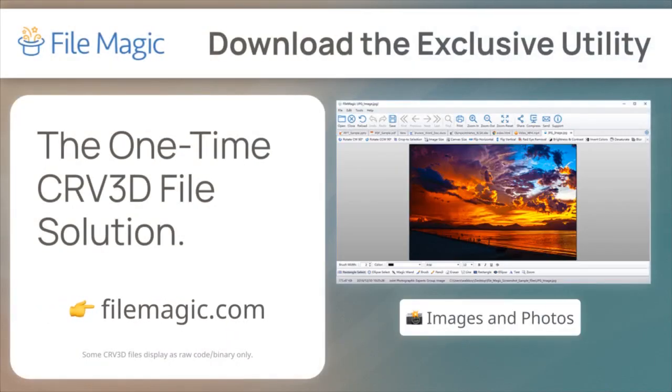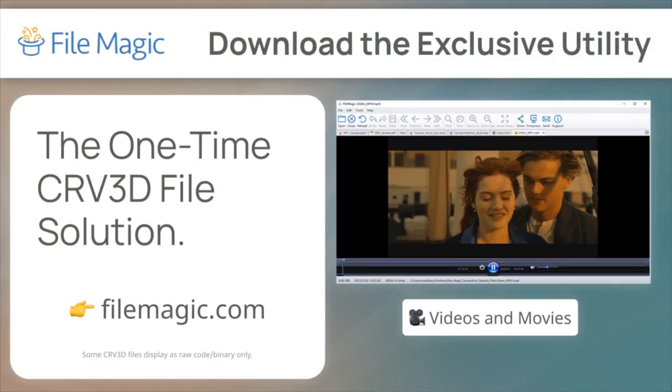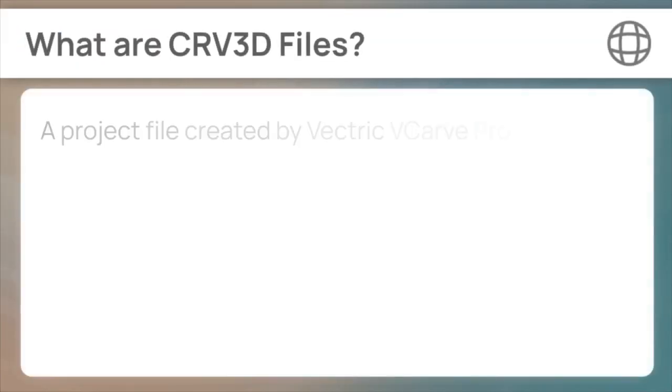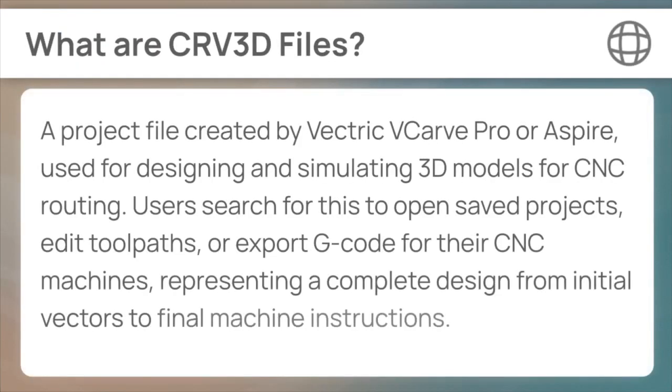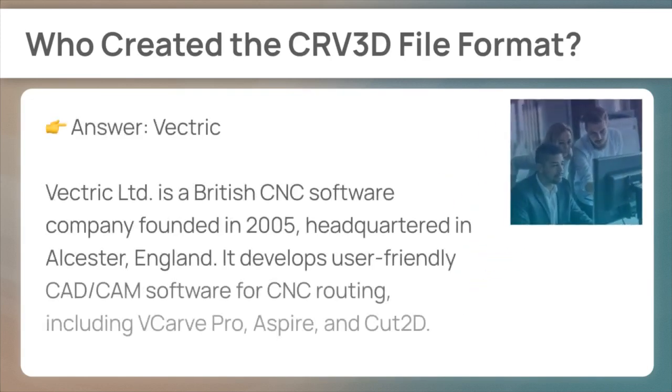I'll introduce the single most powerful CRV3D inspection tool that can address this entire problem, along with virtually every other file type you encounter. A project file created by Vectric VCarve Pro, or Aspire, used for designing and simulating 3D models for CNC routing. Users search for this to open saved projects, edit toolpaths, or export G-code for their CNC machines, representing a complete design from initial vectors to final machine instructions.